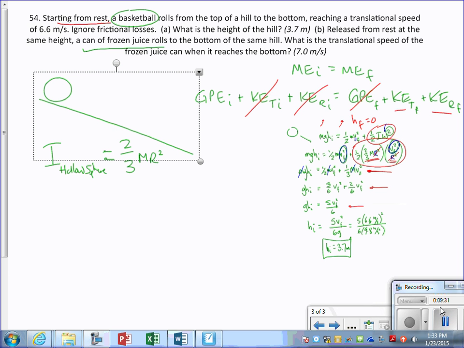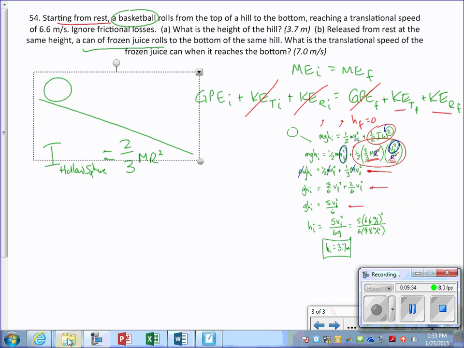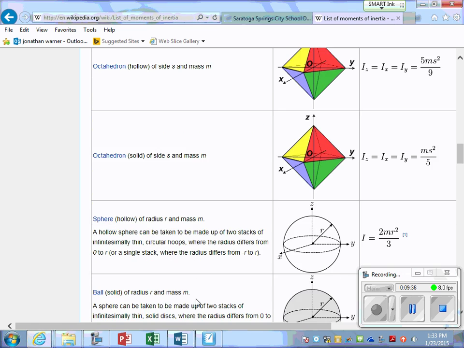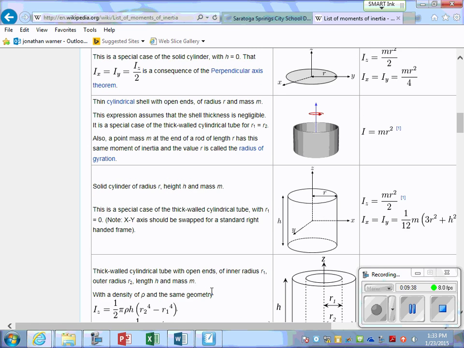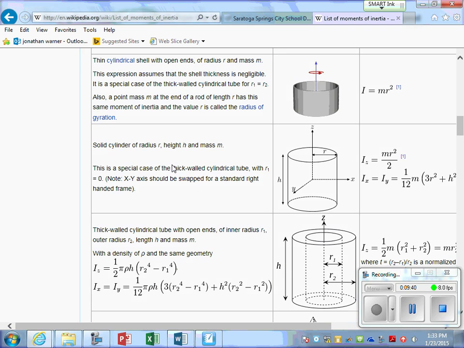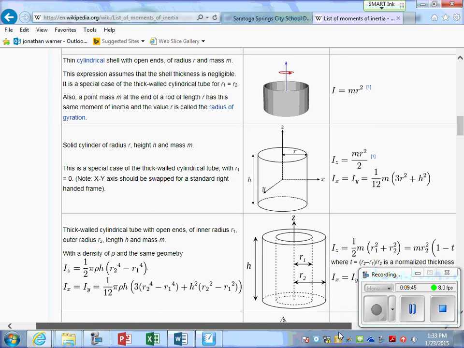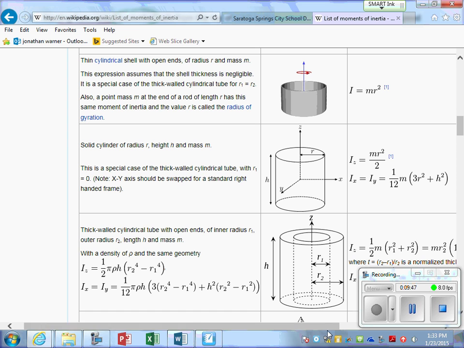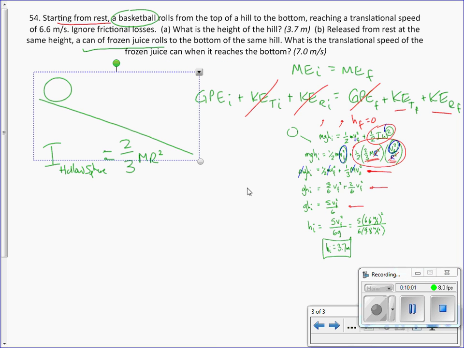Now, a solid cylinder's moment of inertia. I'm on Wikipedia here. Solid cylinder. Here's solid cylinder, about this z-axis. So if it rolls, the moment of inertia is just 1/2 mr squared. Okay, so go back here. This is now a solid cylinder.